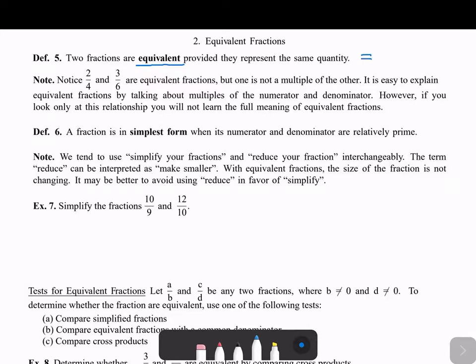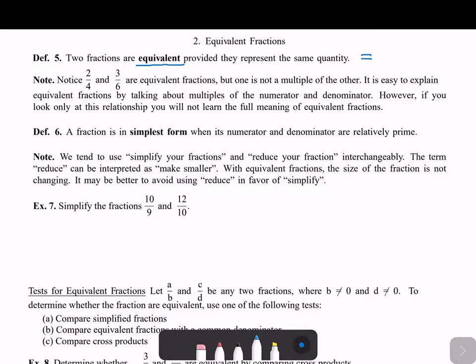One thing to notice is that 2/4 and 3/6 are equivalent fractions, but one is not a multiple of the other. It's really common when we talk about equivalent fractions to say that they're multiples of one another, right? If you start with 1/3, it is equivalent to 2/6 and 3/9 and 4/12 and so on. So it's easy to explain equivalent fractions by talking about multiples of that fraction.